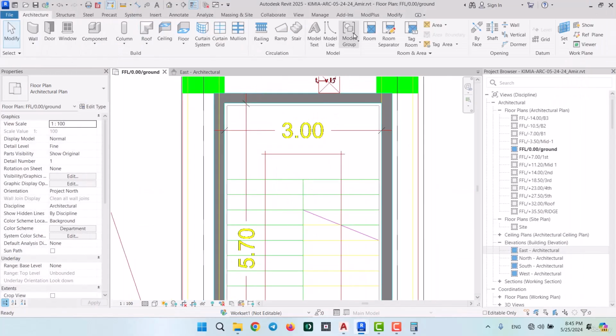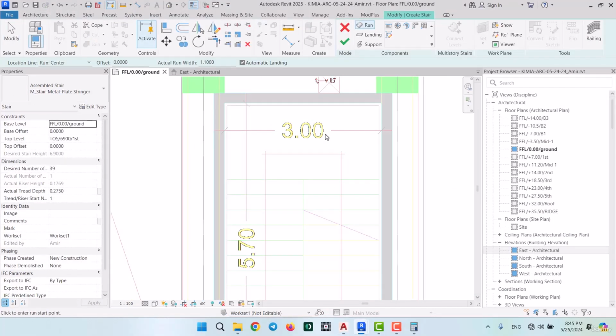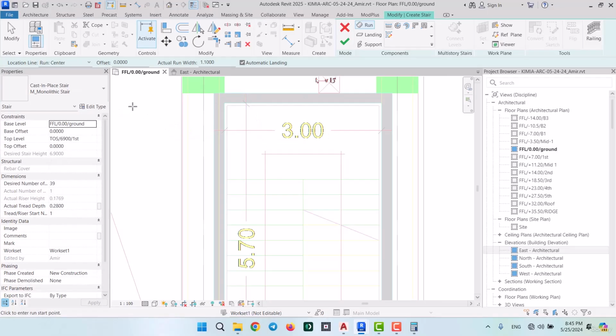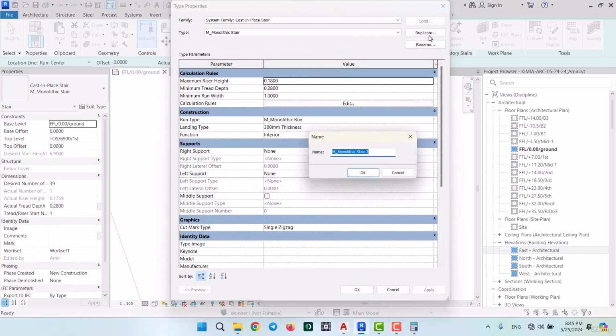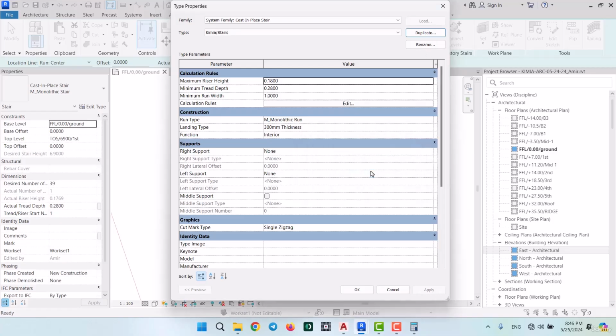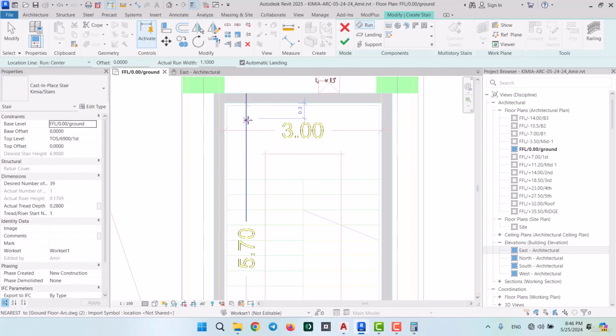I'm going to go to the Architecture tab, then grab the Stair tool, and I'm going to select the Cast in Place type, then duplicate it, and then I'm going to name this new type Cameo. I'm going to have to turn off the caps lock, and also add stairs. Then click OK. Alright, and for now we're not going to be editing any of the type settings, but I'll set this one to 1 meter and 30 centimeters.